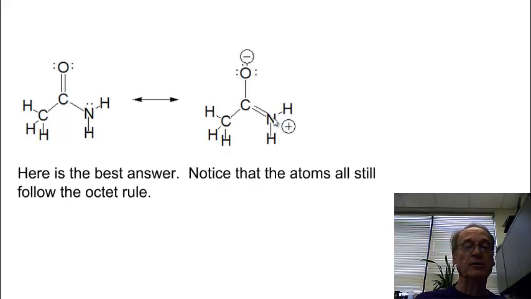The nitrogen loses one of its 5 valence electrons. Now it only has 4, so it becomes a positive formal charge. So this is another resonance structure for that molecule.